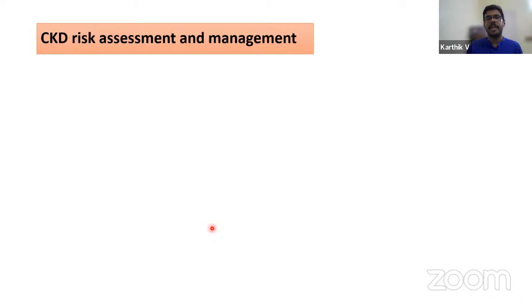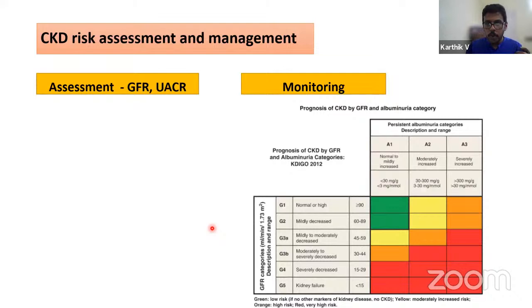Now, CKD risk assessment. Again, you know about the monitoring tools, the urine albumin, as well as the GFR assessment with creatinine, and you have the beautiful chart which categorizes the patient's current status based on the GFR and albumin. You can revise that once more from your guidelines.